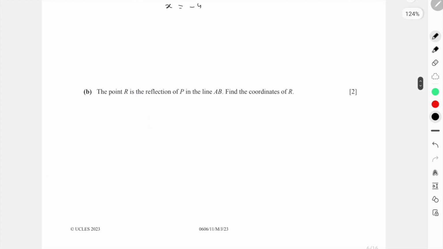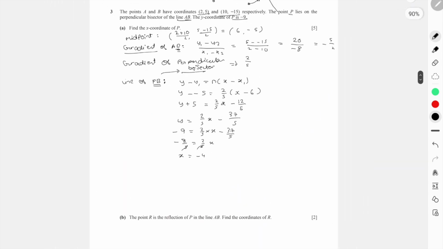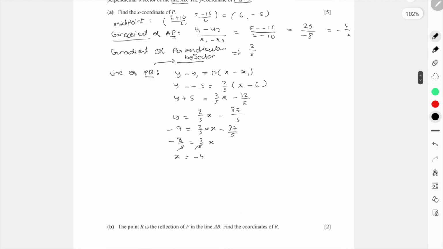And now we have to find the point R. The point R is the reflection of P in the line AB. So we have to find the coordinates of R. This basically means, okay, first let me draw an accurate version of this. AB will be somewhere here, and then this would be somewhere here. So that's the line of AB, and then the midpoint is 6 comma minus 5, so it's somewhere here.